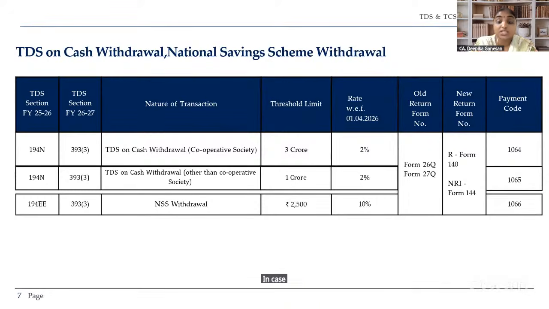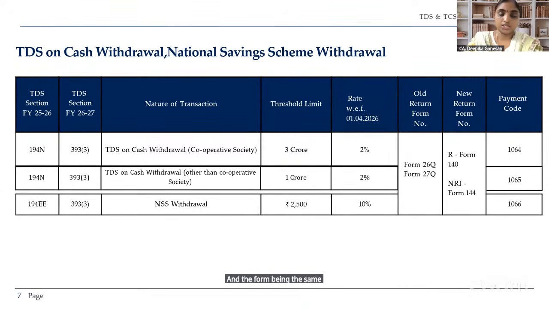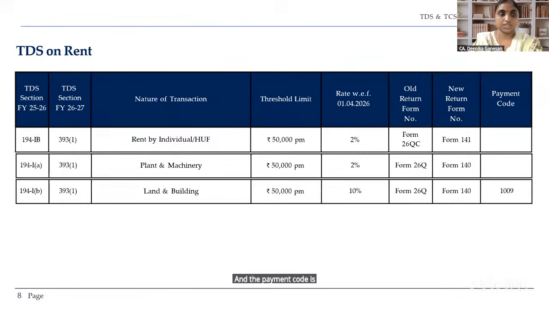In case of national savings schemes withdrawal, the threshold limit is only 2,500. The moment it exceeds the threshold limit, 10% of TDS is required to be deducted, and the form being the same for all the three categories. The earlier section of 194EE is replaced with 393 subsection 3, and the payment code is 1066.